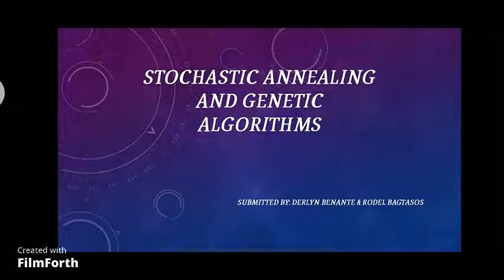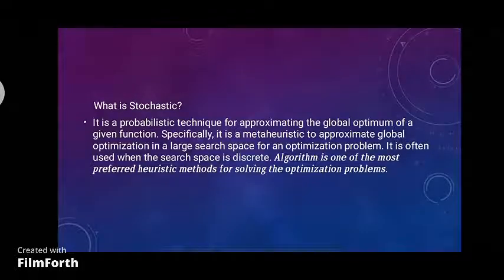We are here to discuss stochastic annealing and genetic algorithms. So, what is stochastic? It is a probabilistic technique for approximating the global optimum of a given function. Specifically, it is a heuristic to approximate global optimization in a large search space for an optimization problem. It is often used when the search space is discrete. It is one of the most preferred heuristic methods for solving optimization problems.